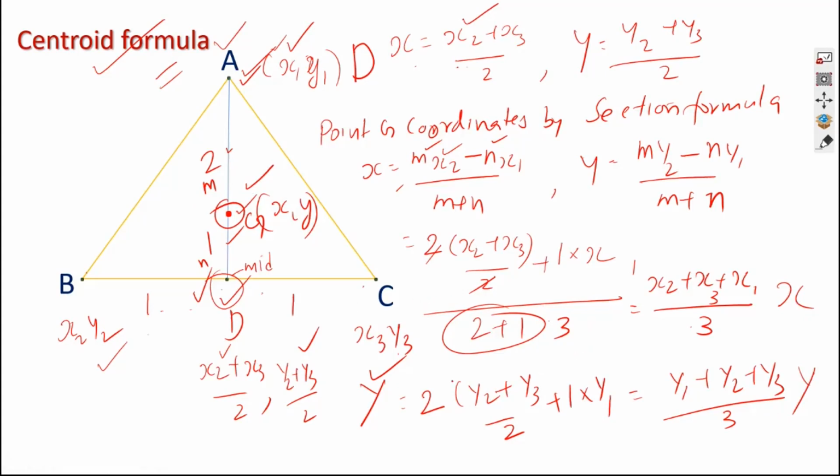We call this formula altogether, this formula and this formula, the centroid formula. The centroid formula will help us to find out the centroid of a triangle, provided the vertex coordinates are given. So that way we can solve the situation. If vertices are given, we will find out the centroid coordinate of a triangle. That is the beauty of it. Okay.